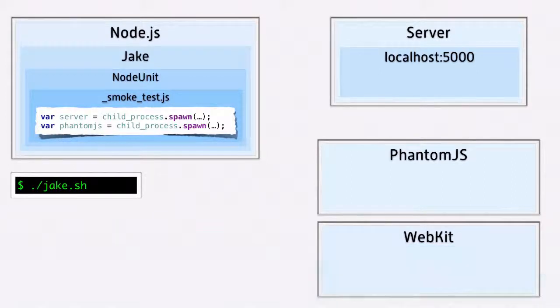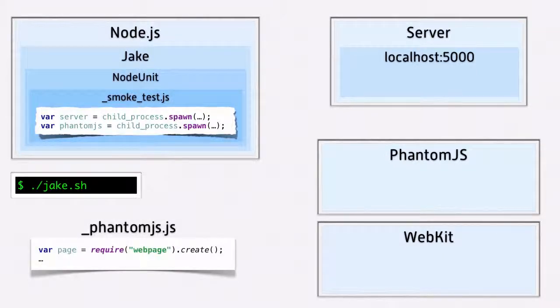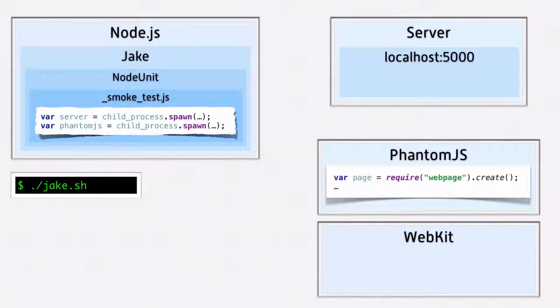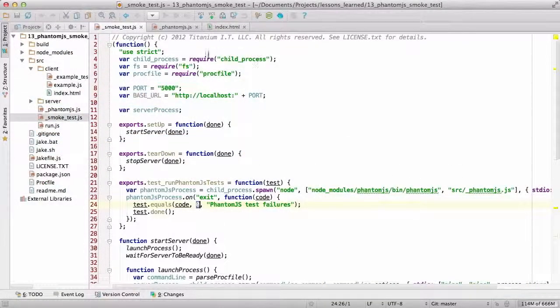When we run the PhantomJS process, we're going to give it a file to run, and that's where our smoke test actually lives. That smoke test is going to be run inside of PhantomJS, and that's going to tell the WebKit browser embedded in PhantomJS to load our server URL. Now let's look at the code. All right, here's our smoke test code. Again, I've chosen to tie this into my existing Node unit infrastructure, which means that it runs just like any other test.